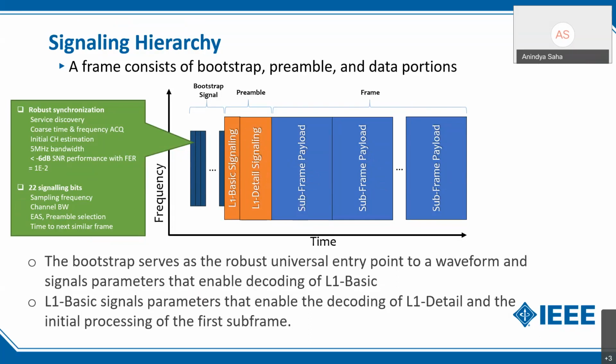One of the important things I wanted to mention here is the kind of attributes which are signaled in the bootstrap: the sampling frequency, the channel bandwidth, the kind of preamble selection you have to do, and also the time to next similar frame. So you can think of this structure of bootstrap, preamble, and frames following one another, and the bootstrap will tell when the next frame is going to come.